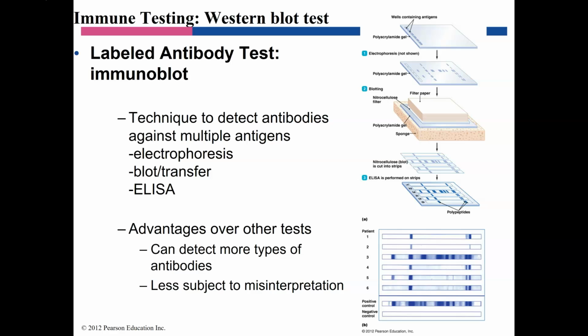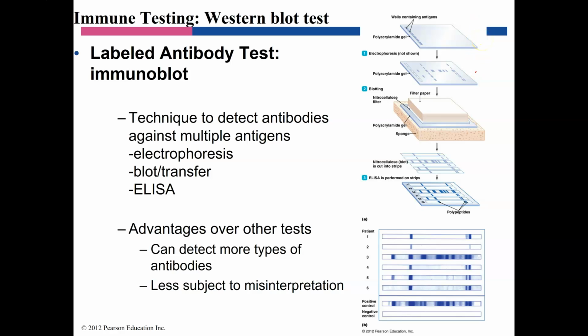And what you're going to do is start out with a gel that can separate proteins. And this is different than agarose. It's usually polyacrylamide gel with wells. But you go through that process of electrophoresis, which is not shown right here, but you separate the proteins out by size, just like you do with DNA.